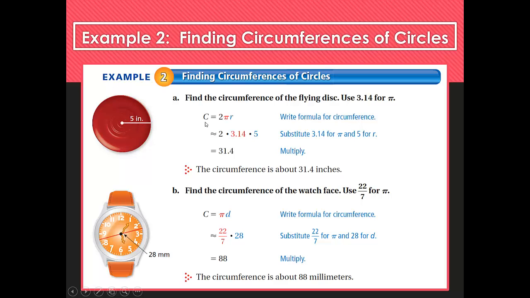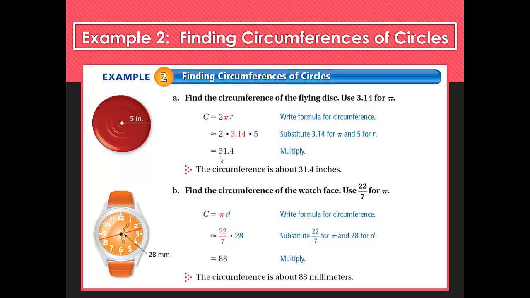So we'll use the formula C equals 2 pi r, which is 2 times pi times the radius. So we're going to have 2 times 3.14, because that's what pi equals, times 5, because our radius is 5. And when we multiply 2 times 3.14 times 5, we will get 31.4, or 31 4/10. So the circumference is about 31 4/10 inches.